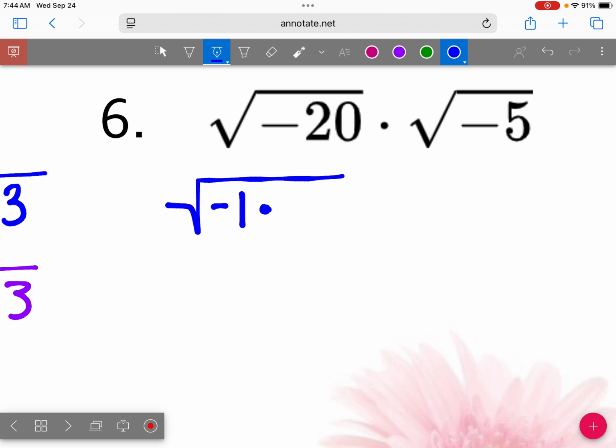Did you have a question too? Oh, no. Okay. All good. So I could take my negative 20 and split it up to be negative 1 times 20. Or I can see if 20 has any perfect squares that are factors. Does 20 have any factors that are perfect squares?